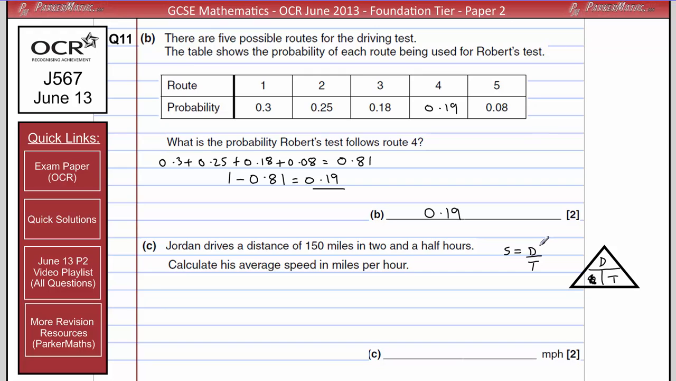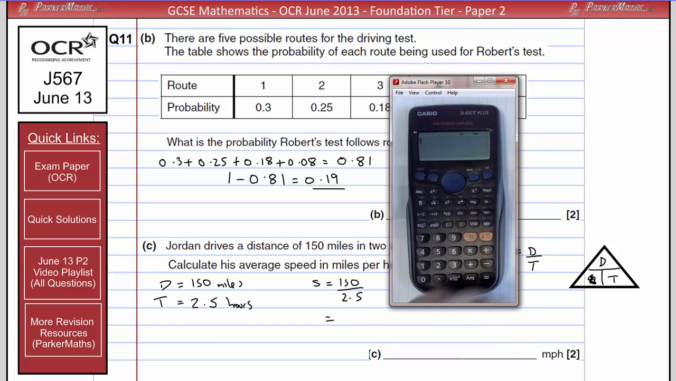Before we can use this formula, we need to have the distance and the time in a format that we can do this divide. Well, the distance is fine because that's 150 miles. The time is 2.5 hours. So I'm going to put into my calculator 2.5 hours. I need to have a decimal that I can put in to do this calculation. So we get speed equals the distance, which is 150, divided by 2.5 hours. If we do that on our calculator, we get 60 miles per hour.